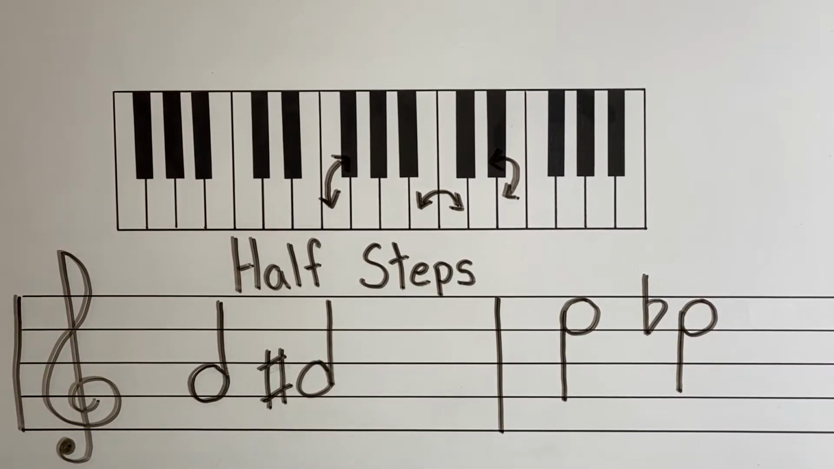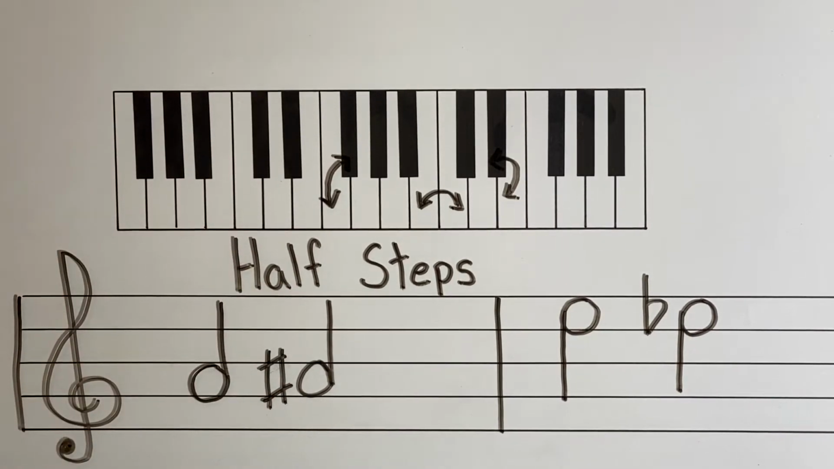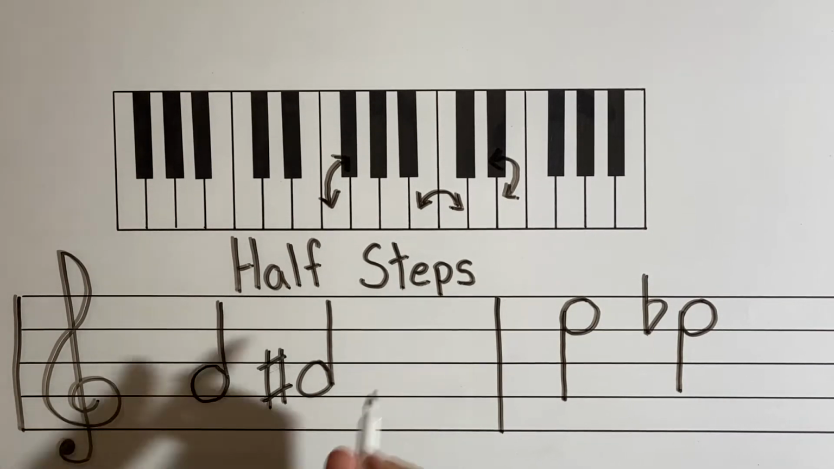Now wait a second. I remember learning about something called enharmonic notes. That's when one note can have two different names. Is there another name for this black key? Maybe another answer that would be correct to go up a half step from this A? Oh, there is. Okay, now I remember this.